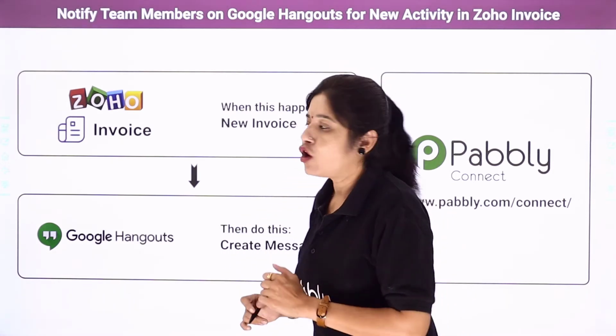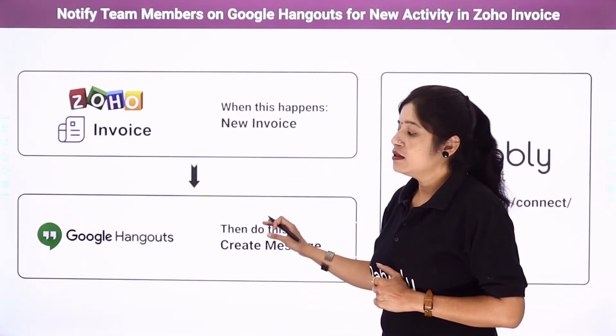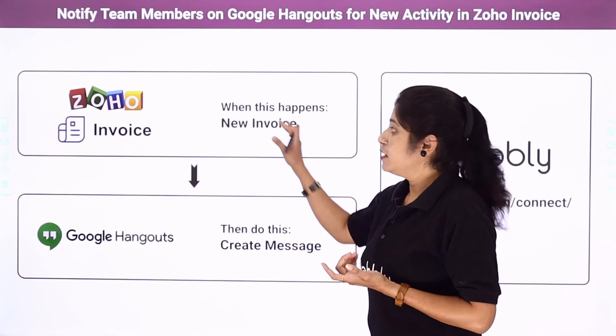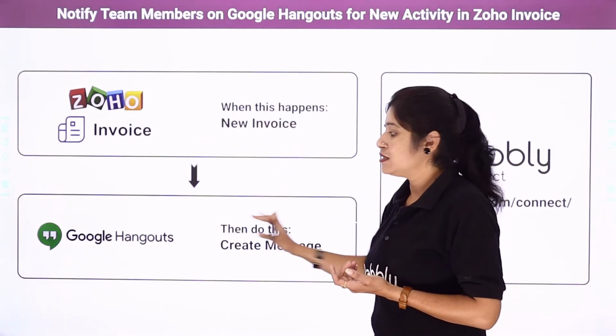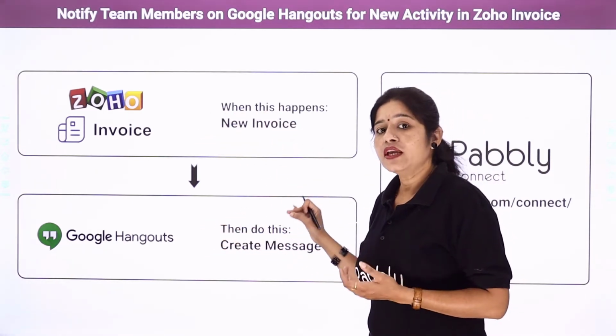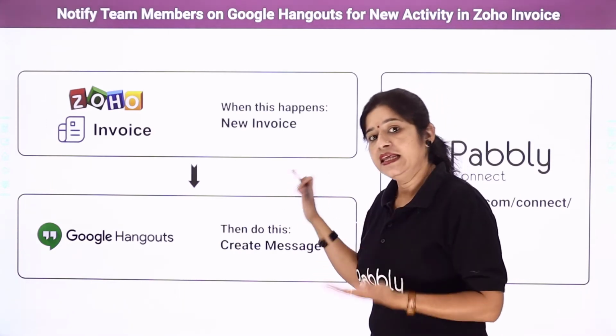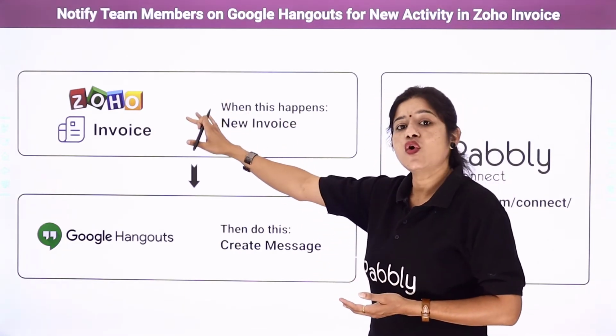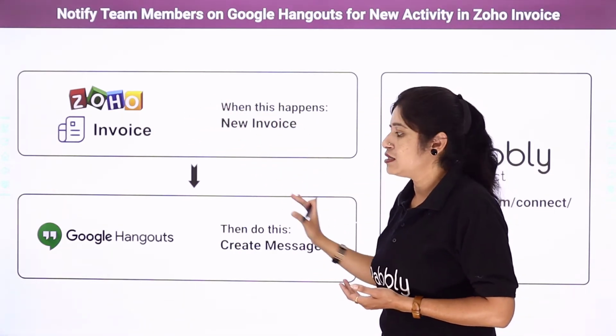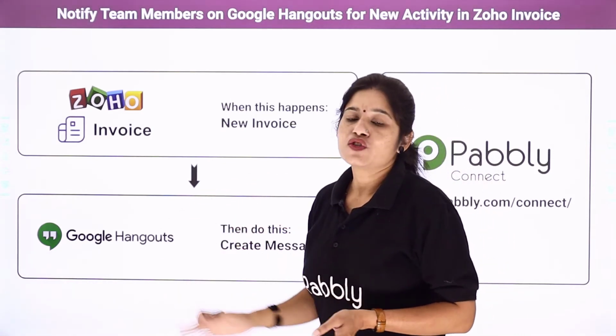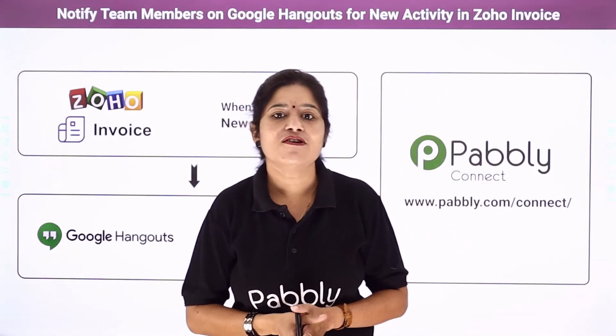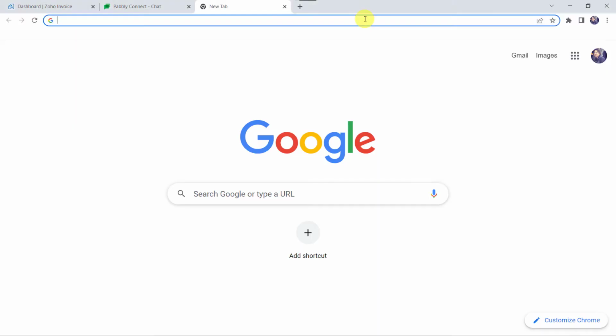So in this particular automation, we are creating the invoices in Zoho Invoice and we are sending the messages on Google Hangouts. So you can use this particular automation for any activity which happens in your Zoho Invoice and you can send the messages to your team on Google Hangouts. So let us learn the integration process now on my screen. So welcome back to my screen.